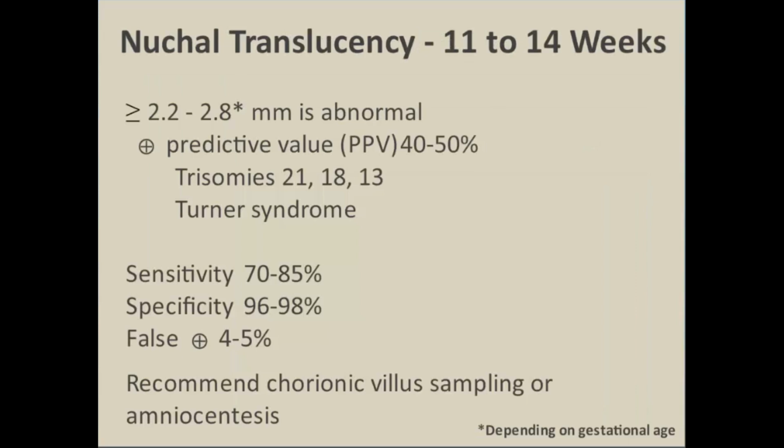So overall, the measurement of the nuchal translucency when it's abnormal is a fairly good predictor. It's fairly sensitive for aneuploidy. If it's thickened between 11 and 14 weeks to above 2.2 at 11 weeks or 2.8 at 14 weeks, the positive predictive value for aneuploidy is 40 to 50%, with a sensitivity of about 70 to 85% depending on the study. So in cases like this, we might recommend chorionic villus sampling or amniocentesis.